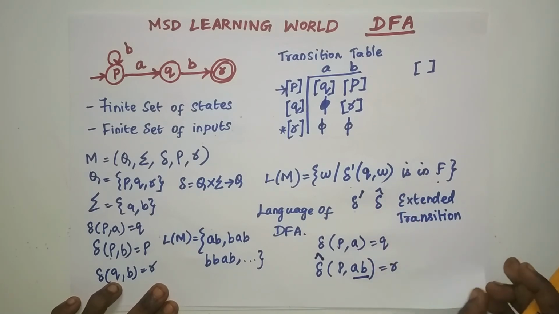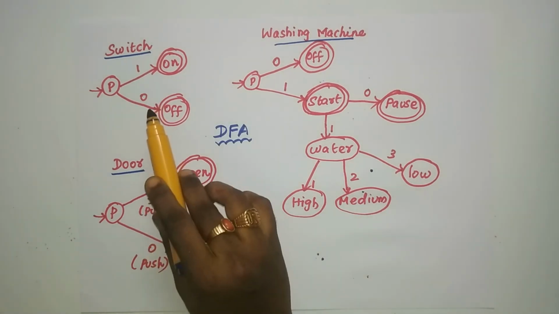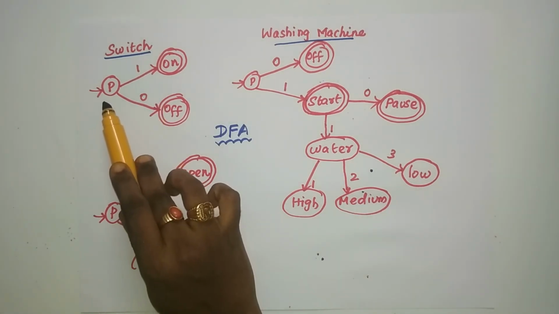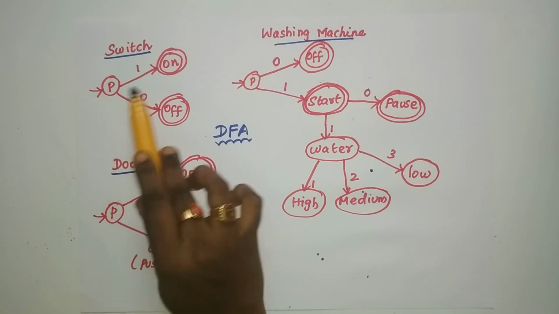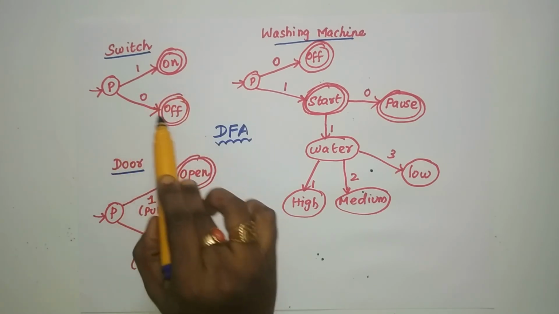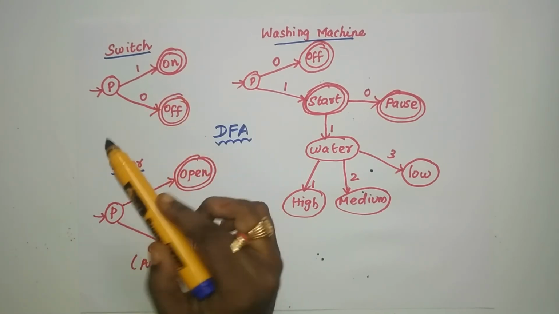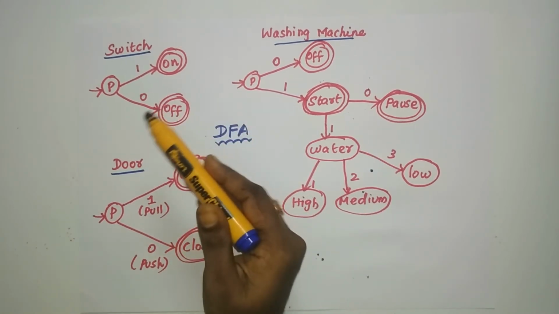Now let us see some real-time examples of a DFA machine. For example, when you take a switch, if the switch is a machine and it is in the initial state P, if you give 1, then it goes to the on state. If you give 0, then it is in the off state. So a deterministic finite automata is compared with the real-time example of a switch.